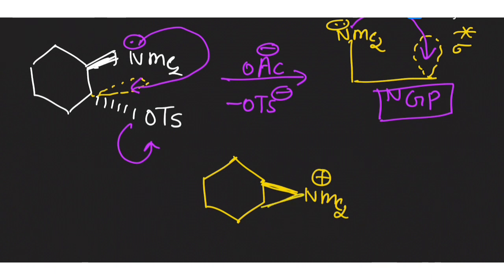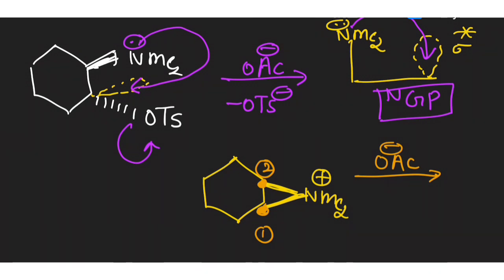NMe2 positive. The ring is above the plane, not on the plane, above the plane. Now when OAc minus is coming to attack, it has two probable positions to attack. This is position number 1 and this is position number 2. You are getting my point?